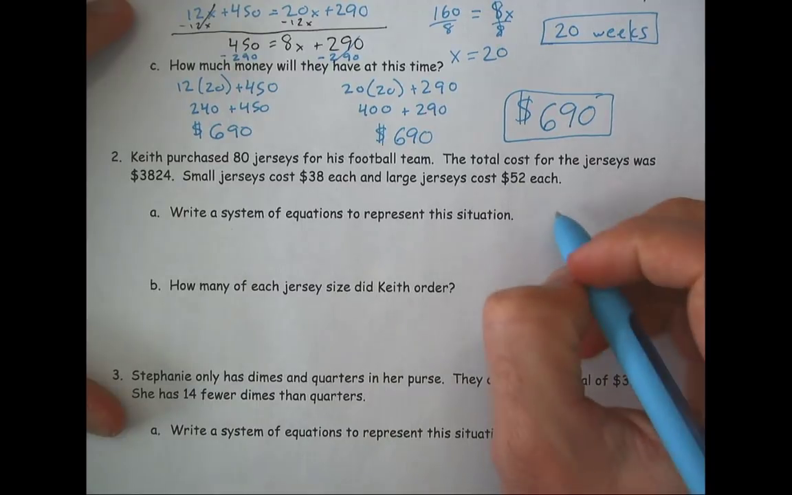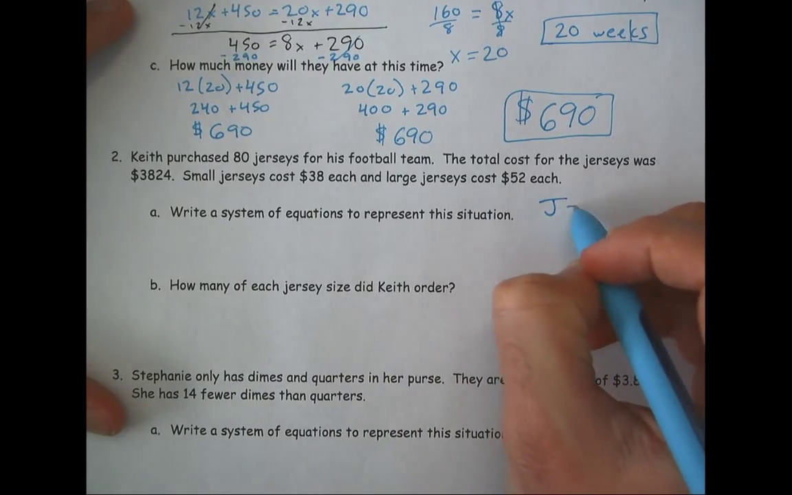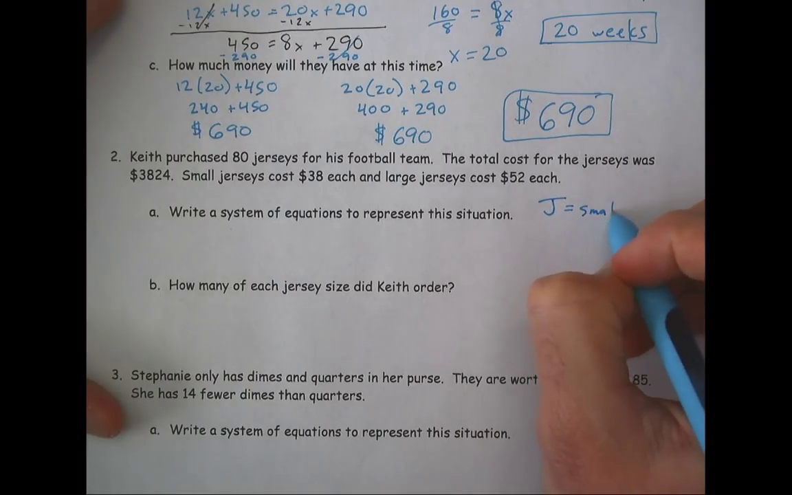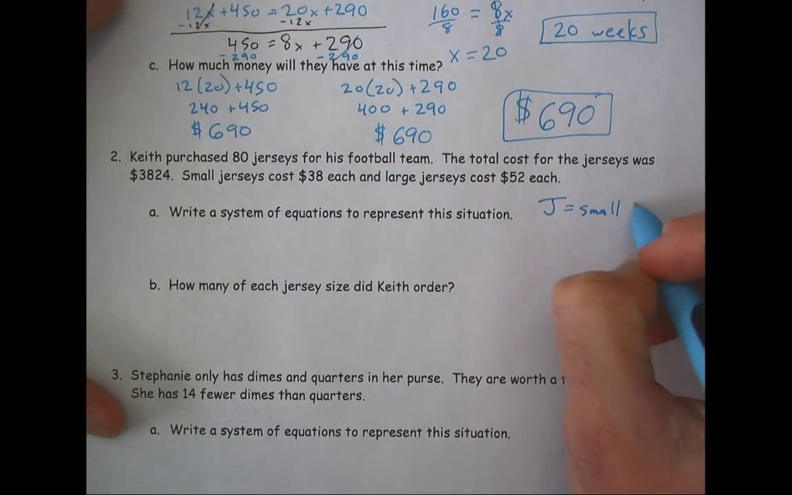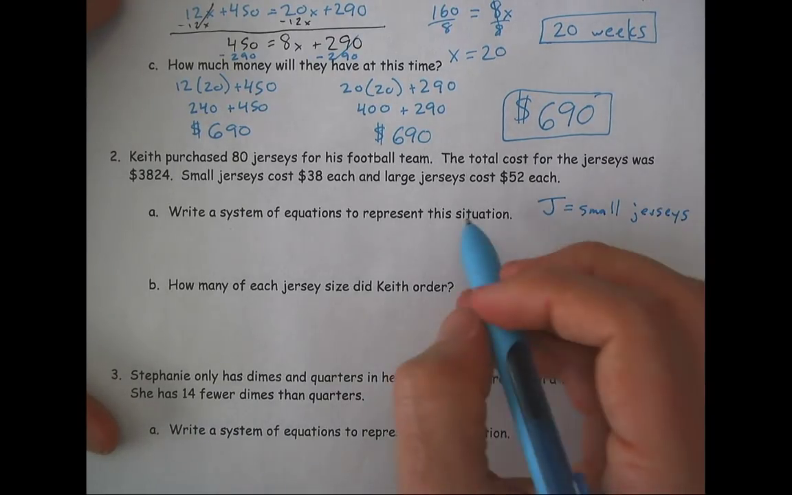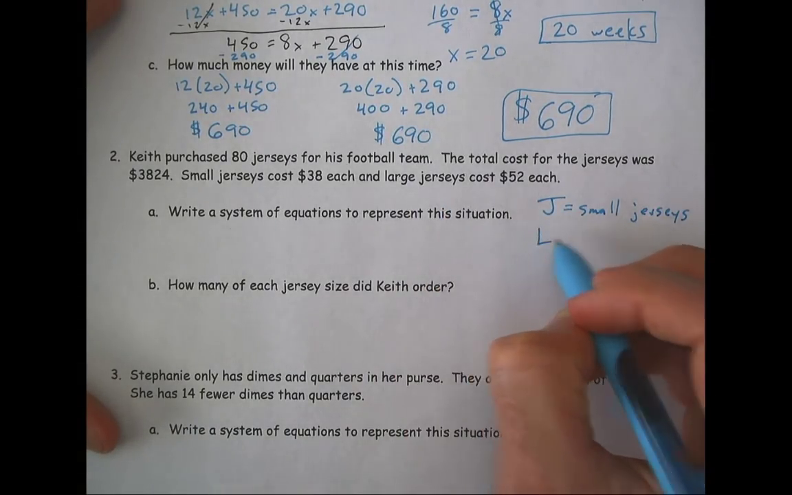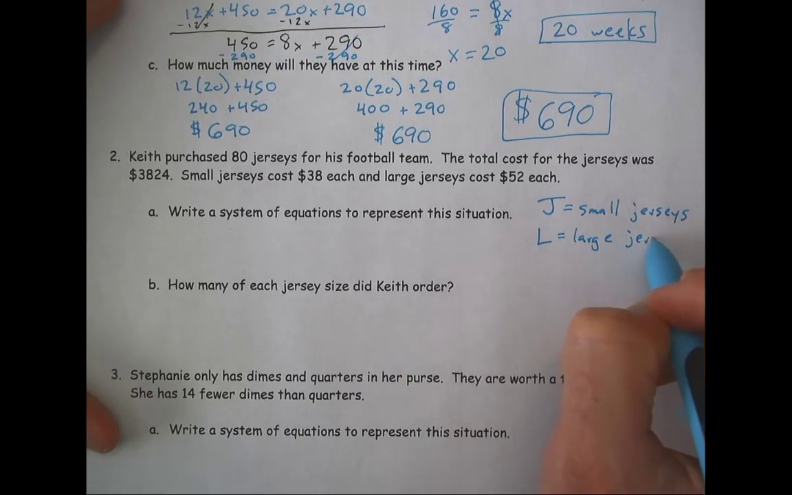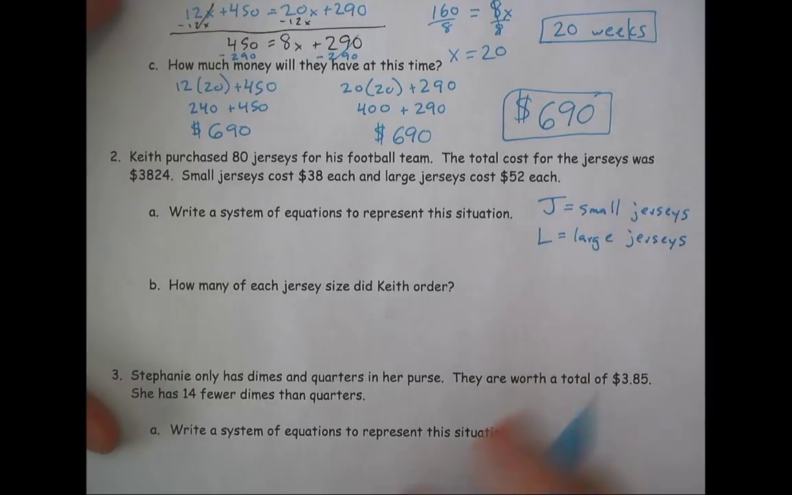So I'm going to use J as one of my variables, and we'll call that the small jerseys. And then we got to represent large jerseys, so I'm going to use L for the large ones. So defining my variables, good habit to get in.